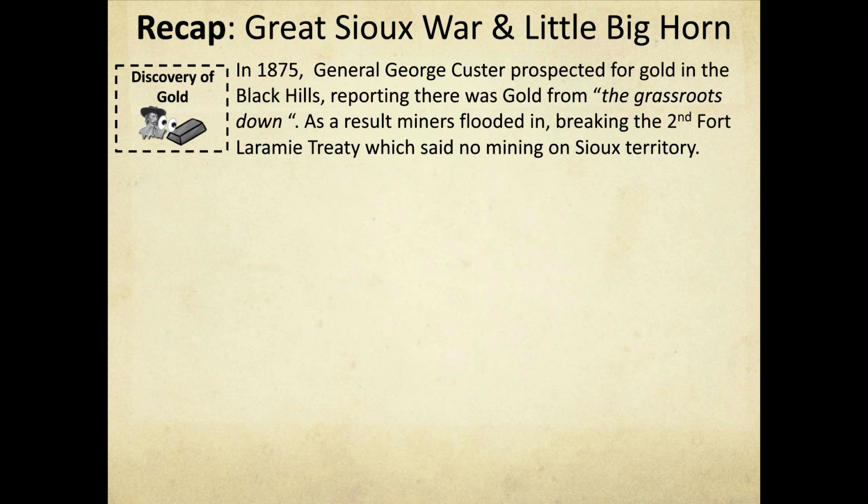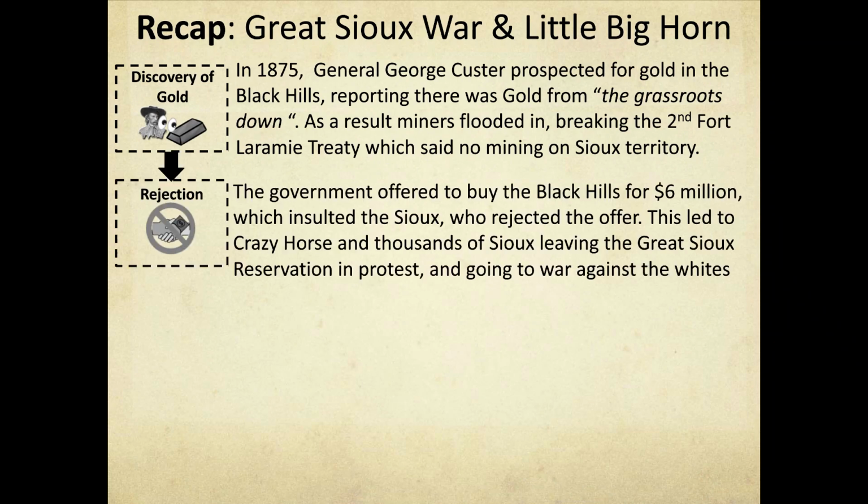Discovery of gold. Custer, General George Armstrong Custer, prospected for gold in the Black Hills. Illegal, by the way. He reported that there was gold from the grassroots down. Miners flooded in, breaking the Second Fort Laramie Treaty, which said no mining on Sioux territory. The government offered to buy the Black Hills for $6 million. The Sioux were insulted. It's their holy place.